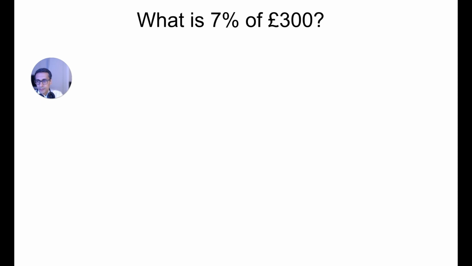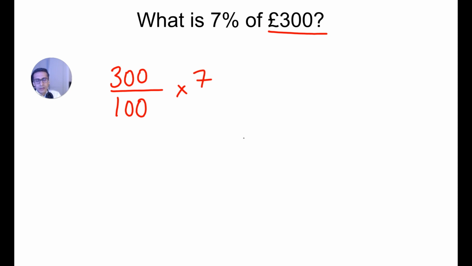7% of 300. Let's try to work this out without a diagram. So you can visualize that 100 grid, and that 100 grid represents 300 pounds. So if you have 300, you divide it into 100 equal parts, and then we're going to multiply it by 7 because you want 7 of those parts.